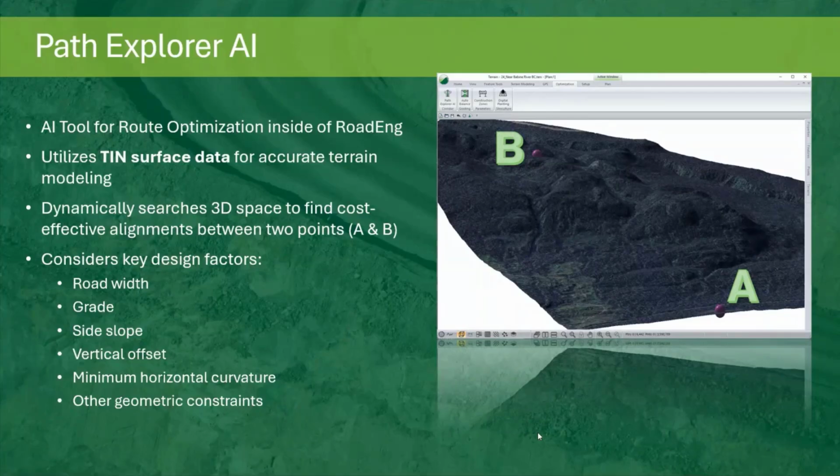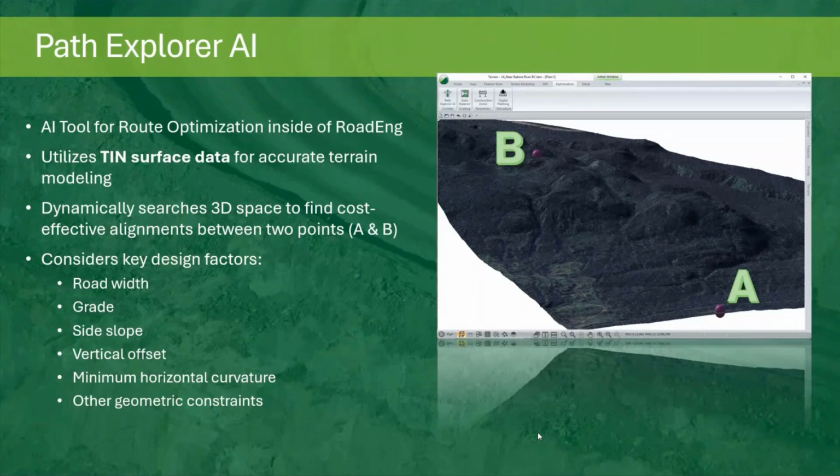If you're a current user of RoadEng 11 and have Path Explorer, you're going to notice a slight change in what we're doing as we move to 12, and that is selecting just the endpoints as opposed to a feature. And that really is a gateway into some really exciting development that's coming with 12, which is full networks. So start with our A and B, we've got that TIN surface.